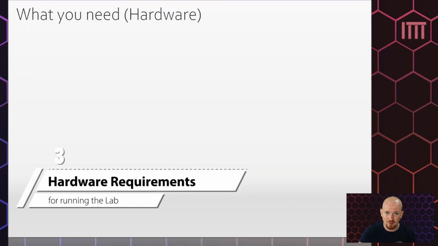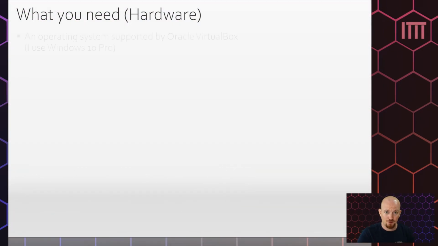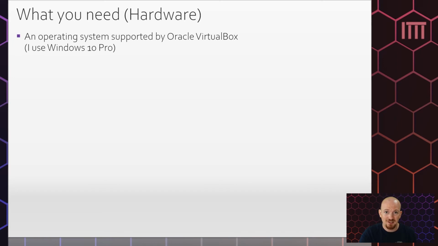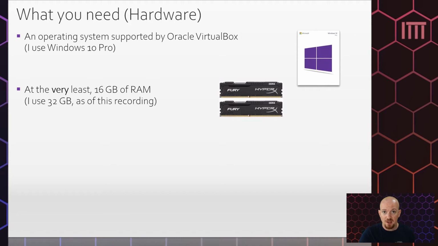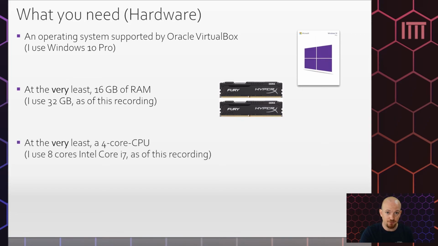So, what kind of hardware do you need to run this lab? Of course, you need an operating system on your PC, which is supported by Oracle VirtualBox. Consult their website about that. I personally use Windows 10 Professional. At the very least, you need 16 GB of RAM. I suggest using 32 GB of RAM for future videos. I personally use 32 GB as well. At the very least, you need a 4-core CPU. As of this recording, I use an 8-core CPU from Intel, it's a Core i7.